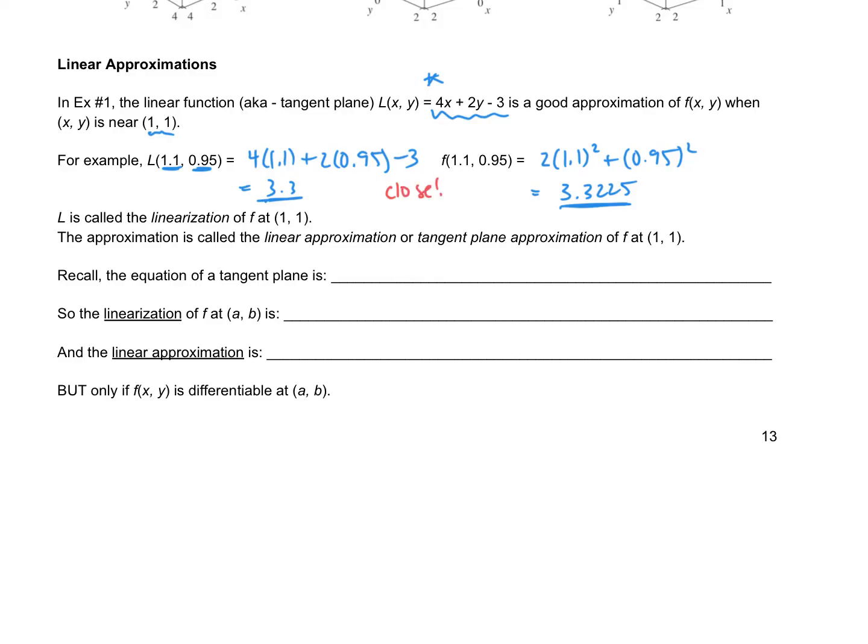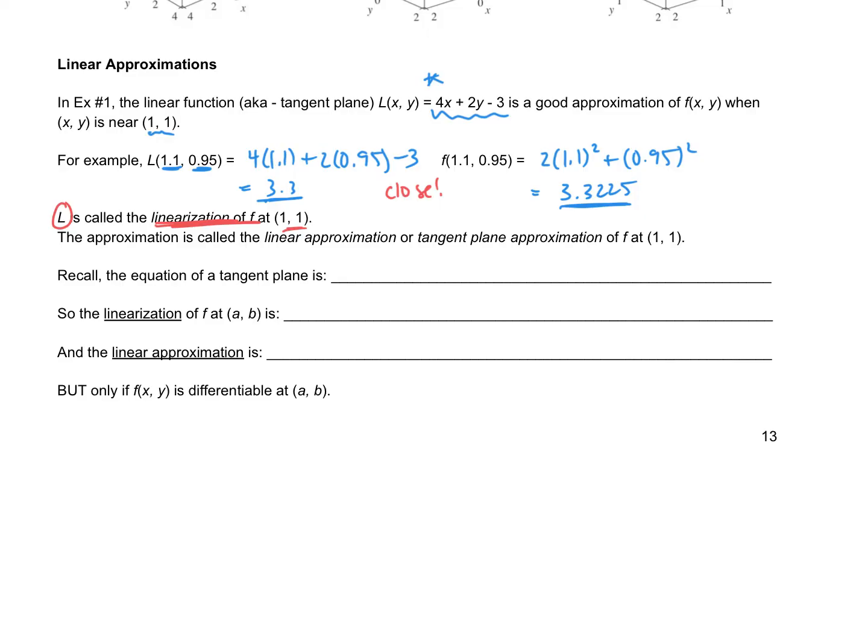Okay, so a little bit of vocab. L, so our tangent plane, is called the linearization of our function at the point 1, 1. The approximation itself is called the linear approximation, or the tangent plane approximation of f at the point 1, 1.